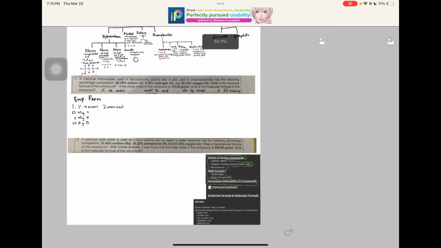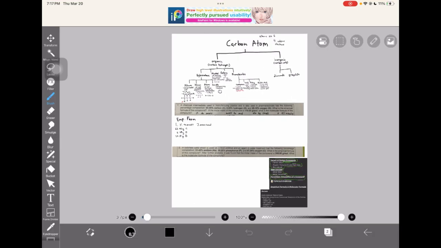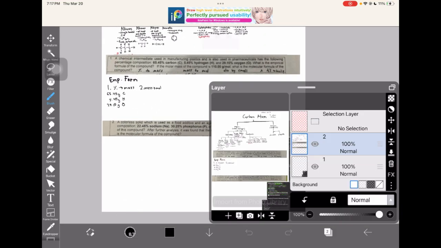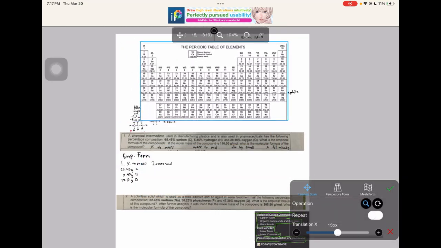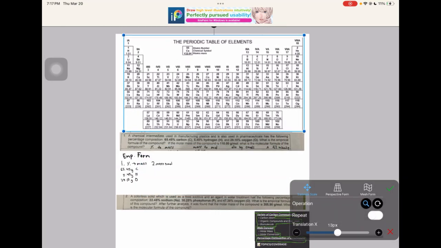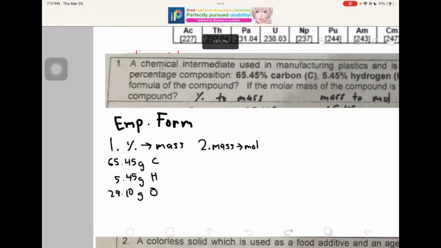Okay, I just realized I'm missing the periodic table. Let me go grab it real quick. Alright, I have successfully got a copy of the periodic table. We don't really need this, so let's just put it over there. Okay, so we return to mass to moles.